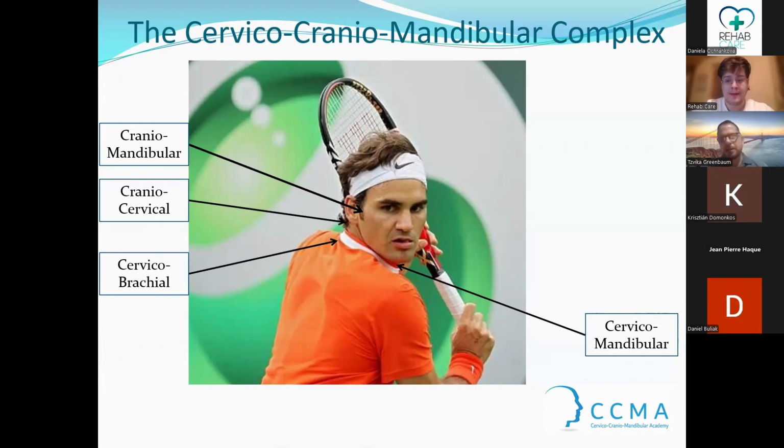The other junction that is also important to know is the cervicobrachial, where the neck is connected to the shoulder blades and thoracic spine. We also have some important relations between, for example, forward head posture, which is anterior shifting of the cervical spine against the thoracic spine, that will also put some higher tonicity on the submandibular muscles. So that's another example of connection between cervicobrachial and craniomandibular regions.